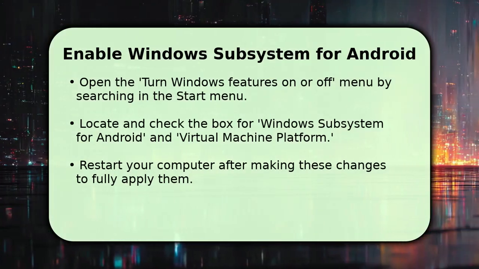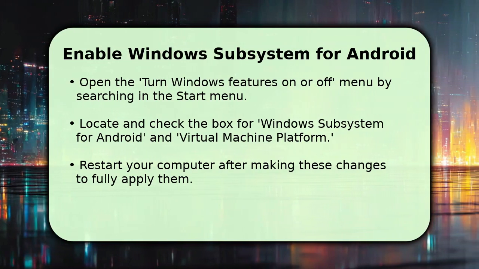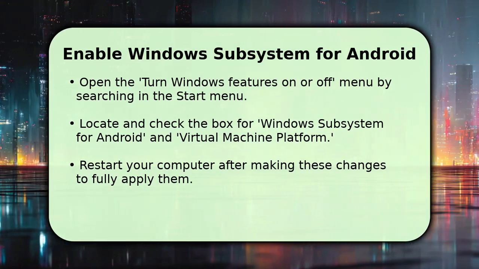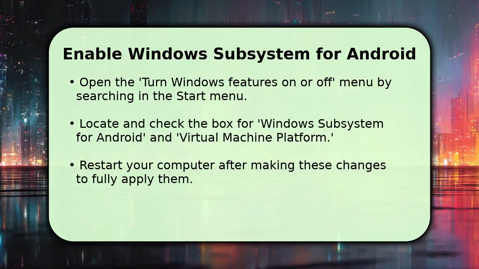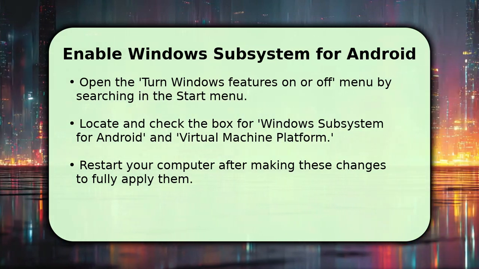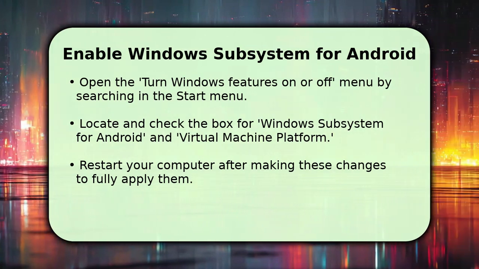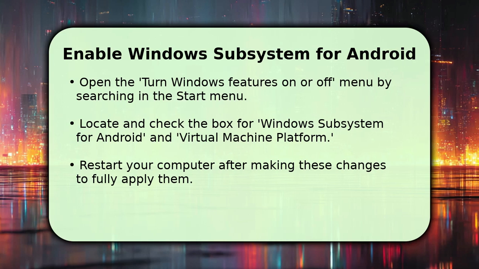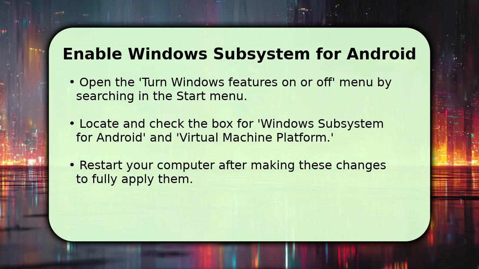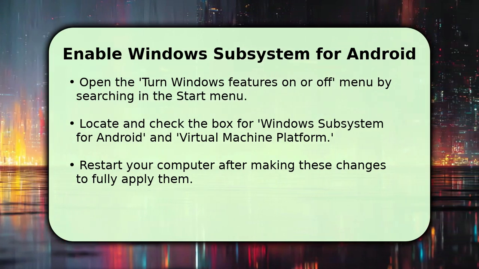Next, we need to enable the Windows Subsystem for Android, or WSA. Go to your Start menu, then search for and open Turn Windows features on or off. Inside this window, you will find several options. Make sure to check both Windows Subsystem for Android and Virtual Machine Platform. Once selected, click OK and restart your computer to apply these critical system changes. This provides the environment needed for Android apps to run.